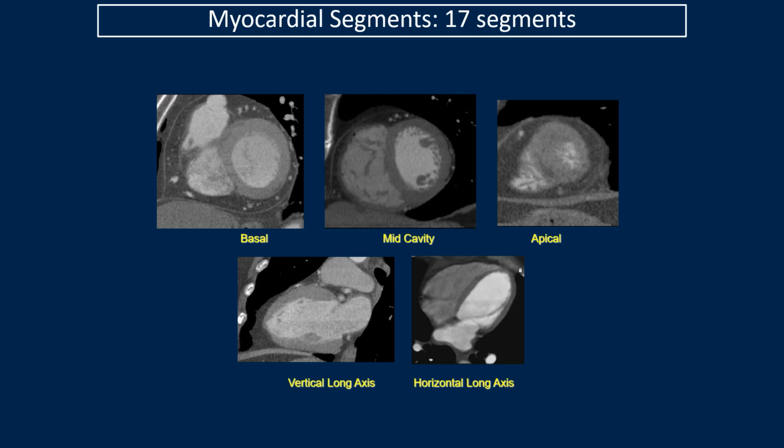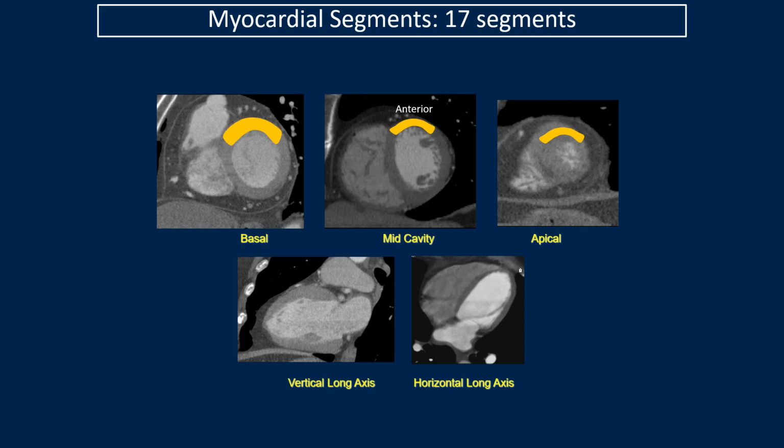Moving on to myocardial segments, there are 17 segments per the AHA model. On the top row, you can see the short axis images. The first image is a basal image. The middle one is a mid-cavitary image at the level of the papillary muscles. And finally, you have an apical image. The second row shows you the vertical long axis and the horizontal long axis images.